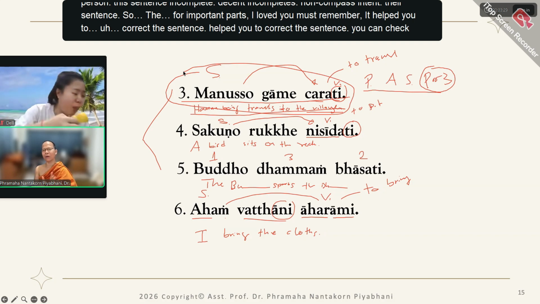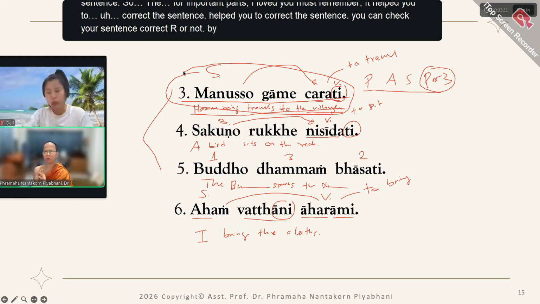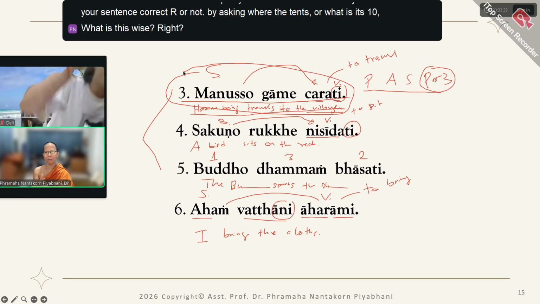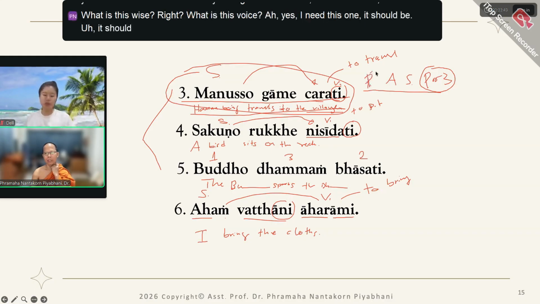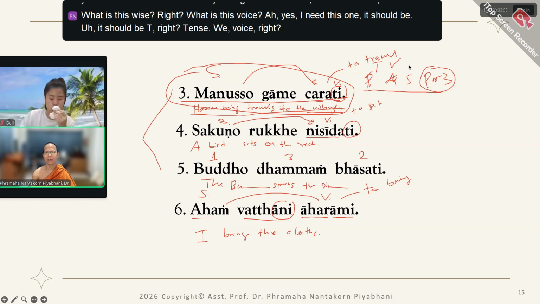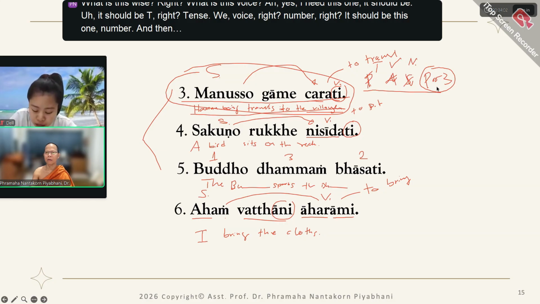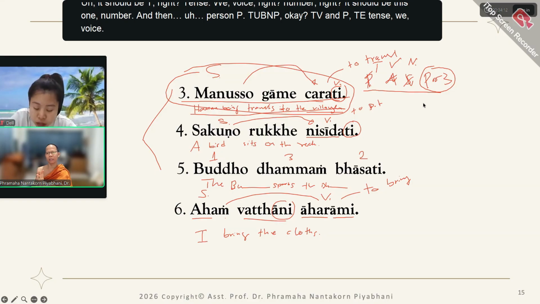You can check whether your sentence is correct or not by asking what is its tense, what is its voice, right? It should be T, tense. V, voice. Number, and then person, P. TV and P, okay? T tense, V voice, and number, P persons.